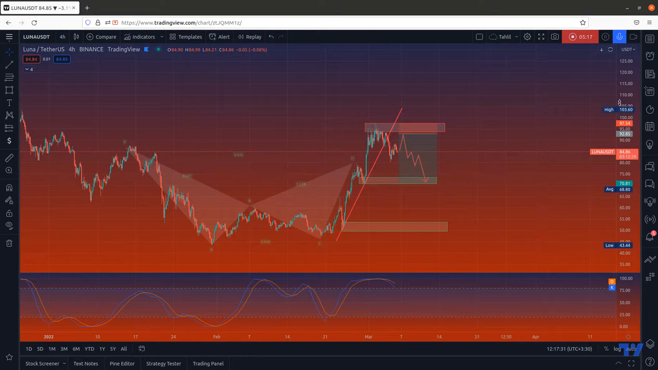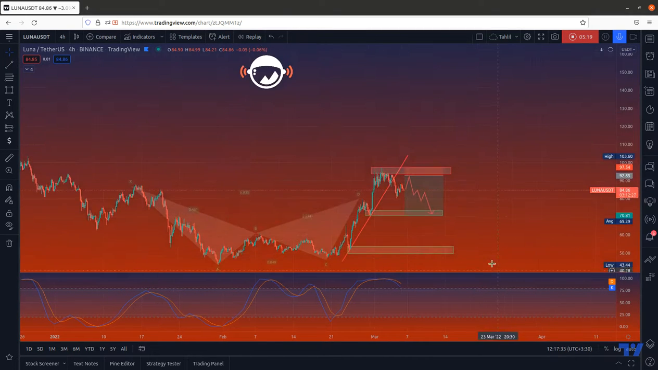This is our price analysis on Luna USDT. We hope you have enjoyed it. This is the 4-hour time frame.